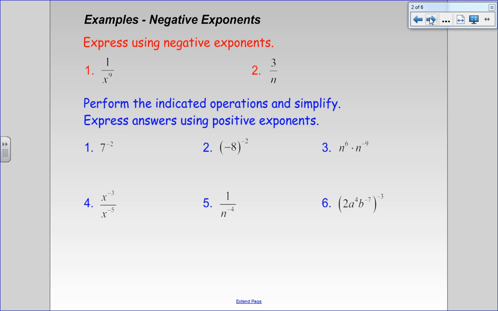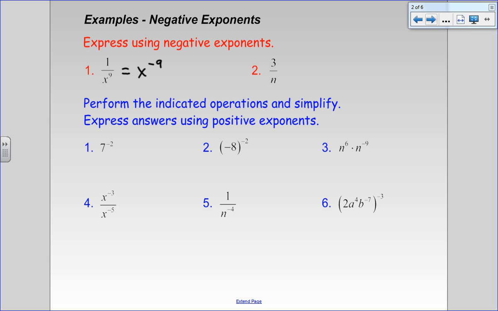Now let's use this definition in some problems. First, we will express some fractions using negative exponents. Fraction number 1 is 1 over x to the 9th power. This is the reciprocal of x to the 9th power, so it's equal to x to the negative 9th.